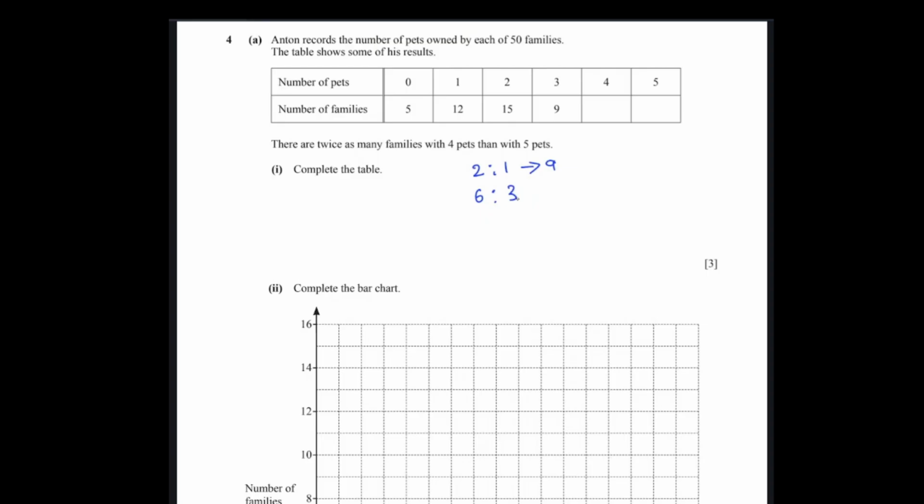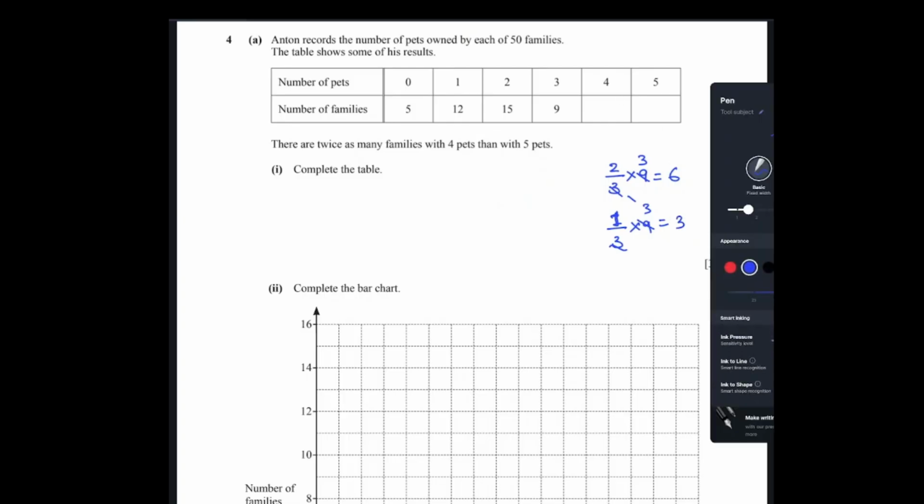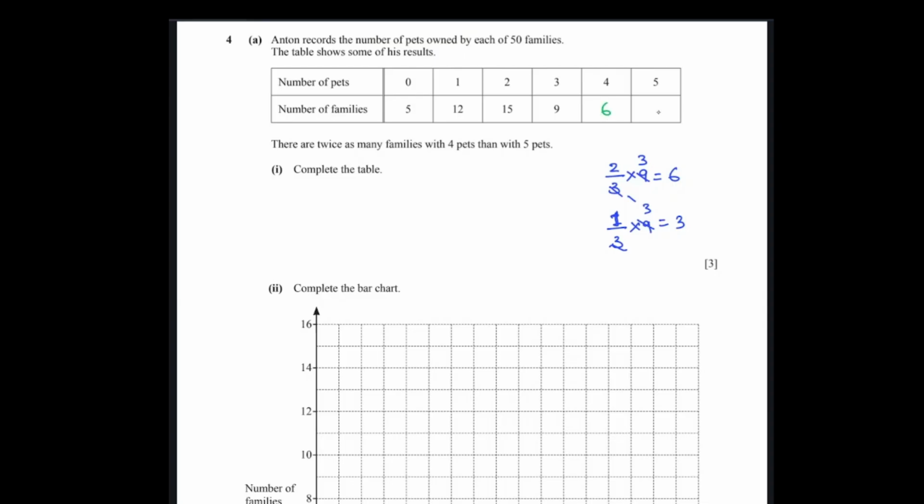You can do the ratio method also. 2 by 3 into 9. So 3 1s are 3, 3 3s are 9, 2 3s are 6. This will be 6. Then 1 by 3 into 9 also. 3 3s are 9, so it is 3. You can do it this way also, if you are not able to understand directly how to write. So 6 and 3 will be the answer here. So 6 families having 4 pets, 3 families having 5 pets. The table is completed.